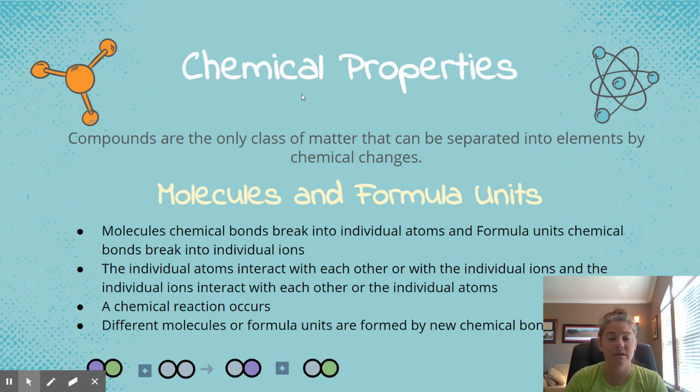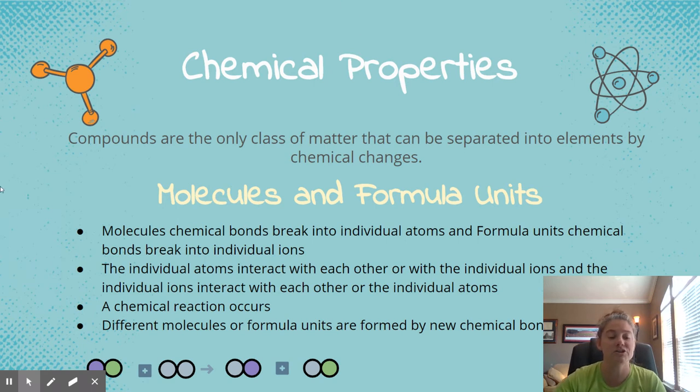Chemical properties. Compounds are the only class of matter that can be separated into elements by chemical changes. So molecules and formula units. In molecules, chemical bonds break into individual atoms, and in formula units, chemical bonds break into individual ions. The individual atoms from the molecule interact with other individual atoms, or with the individual ions, and the individual ions interact with each other or the individual atoms. A chemical reaction occurs, and different molecules or formula units are formed by new chemical bonds.